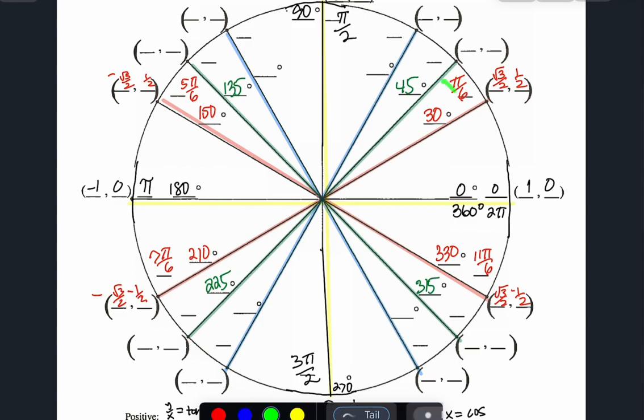Another check that you're right: these should be 15 apart. Are those 15 apart? Sure. 15 apart, 15 apart, 15 apart. Those are always 15 apart. Okay.